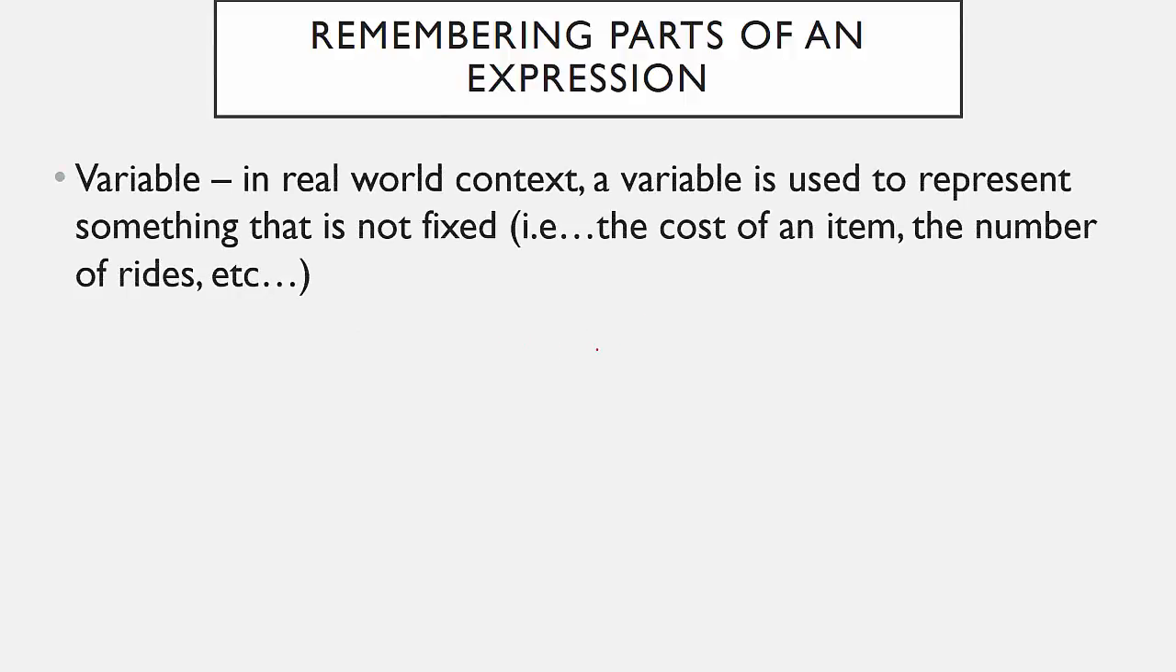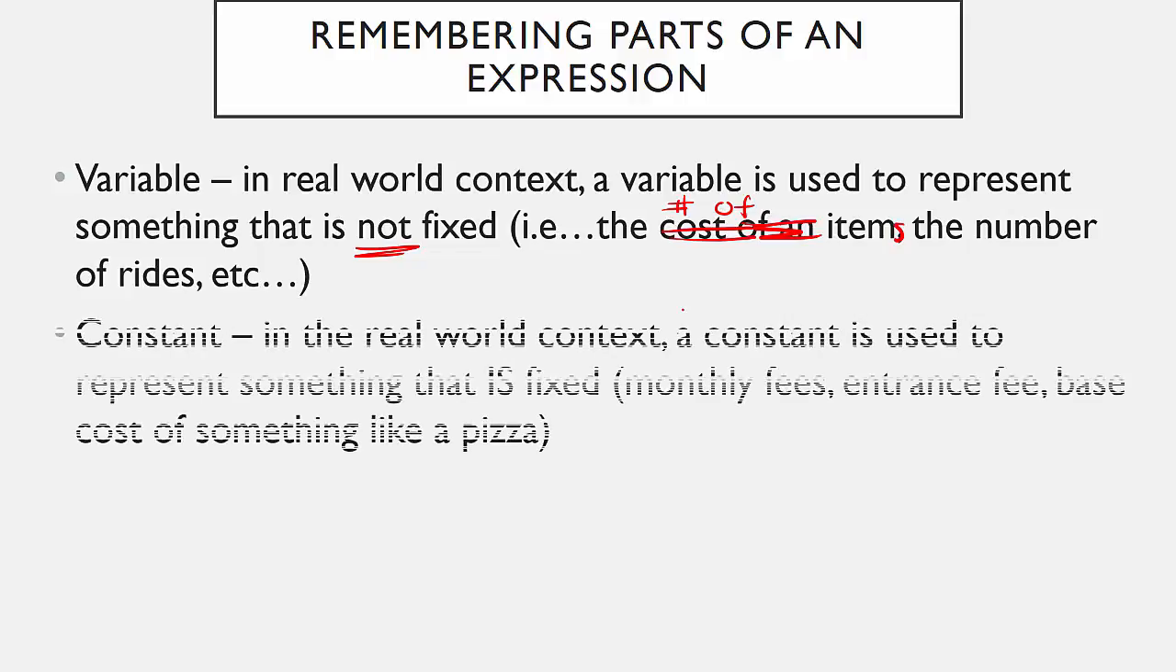Your variable, and this is all in real-world scenarios here. In real-world context, a variable is used to represent something that is not fixed. So, for example, the number of rides, and it shouldn't be necessarily the cost of an item, but the number of items. So let's fix that, number of items. If you're getting a pizza, the number of toppings, okay?